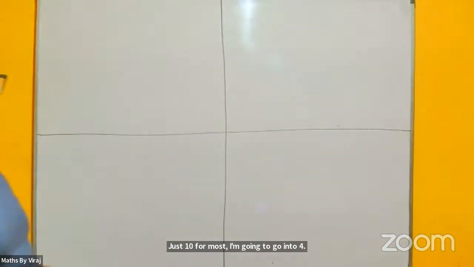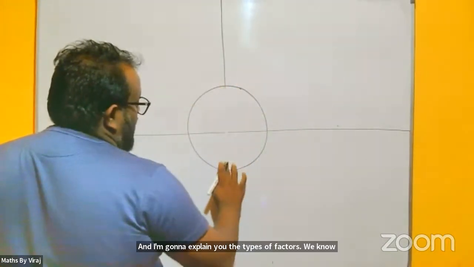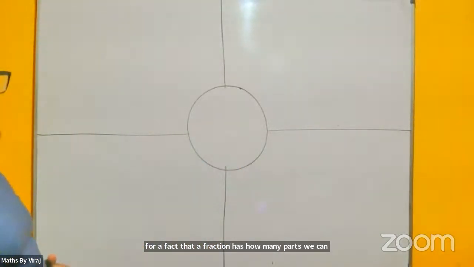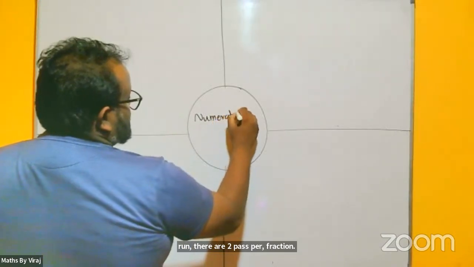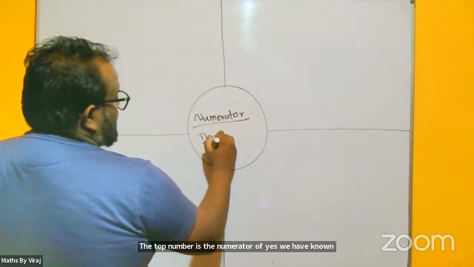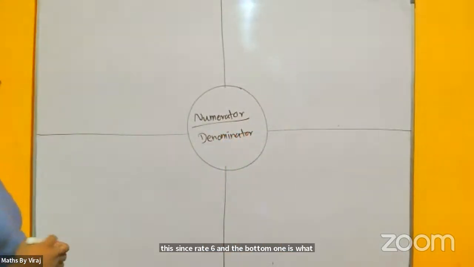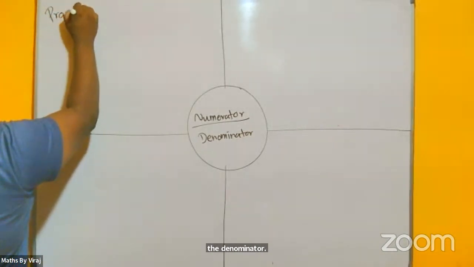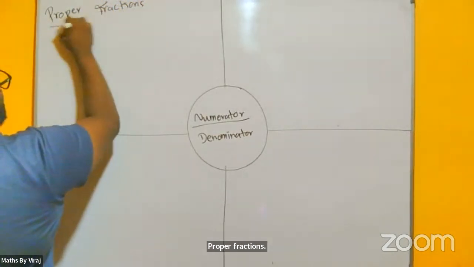We know for a fact that a fraction has how many parts to it, children? There are 2 parts for a fraction. The top number is the numerator. Obviously, you have known this since grade 6. And the bottom one is what you call the denominator. First type of fractions we have are proper fractions.